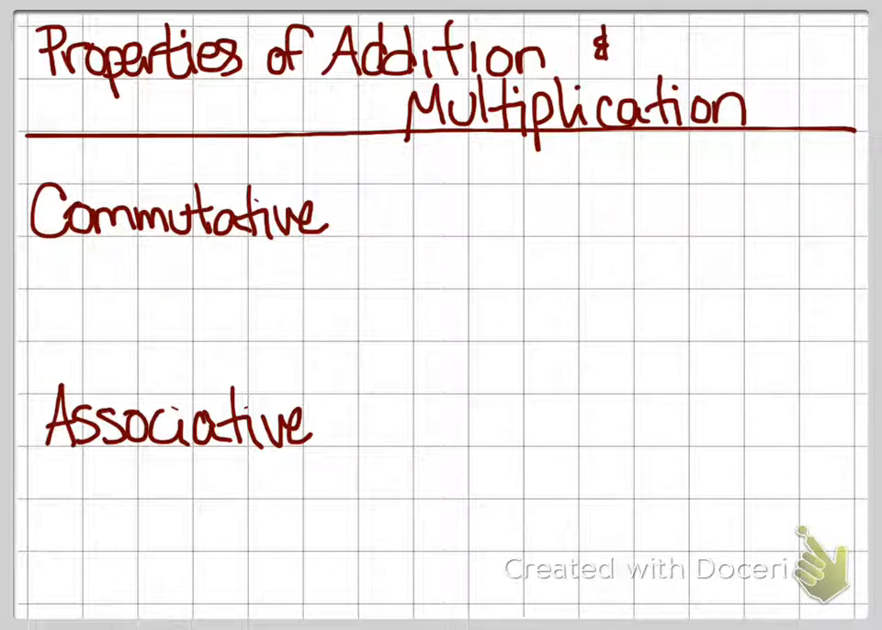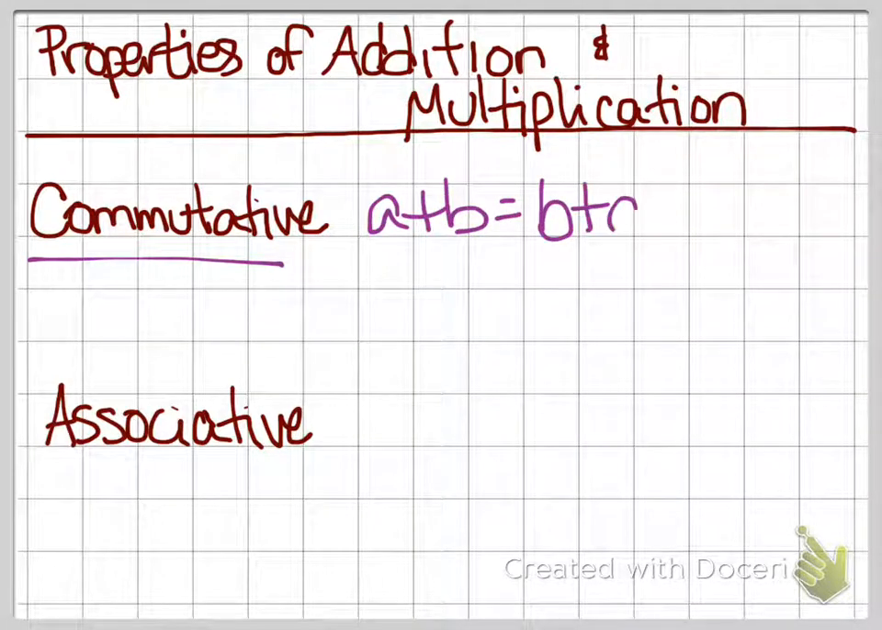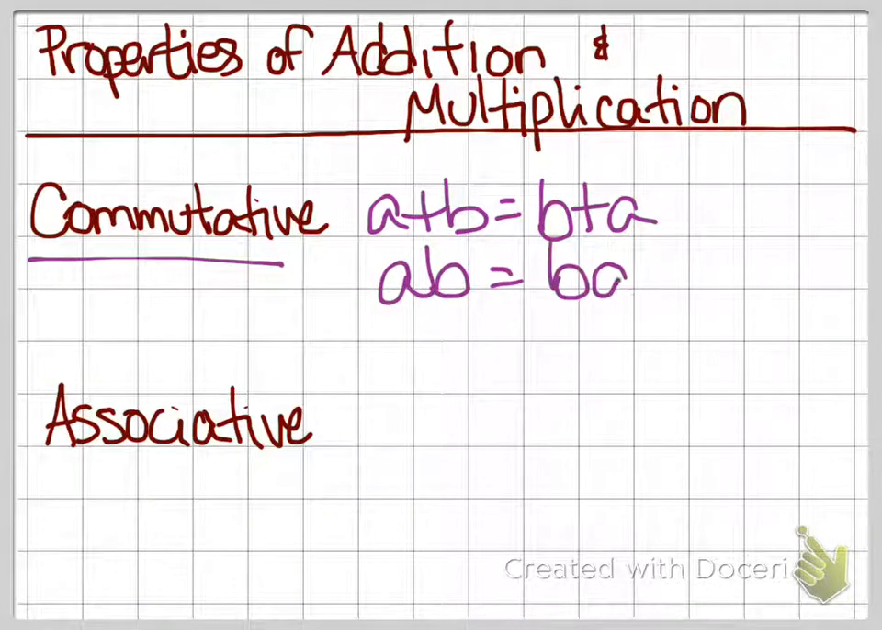The first one is the commutative property. The way I think about the commutative property is the distance from your school to your home is the same whether you go from school to home or home to school. In other words, it doesn't matter the direction that you travel, the distance is the same. So the same with numbers. If I add a plus b, that's the same as adding b plus a. And this holds for multiplication as well. So a times b is the same as b times a.